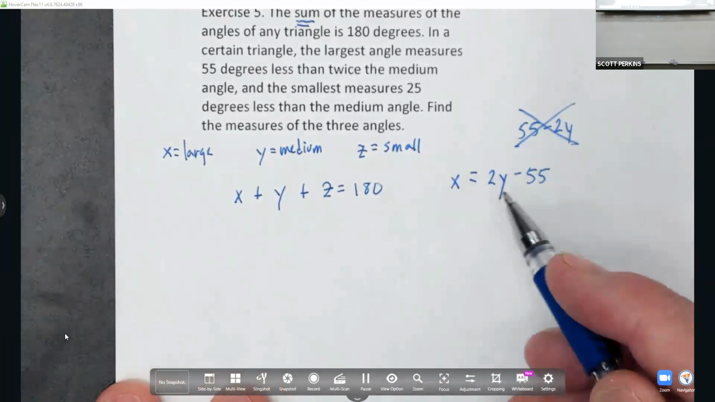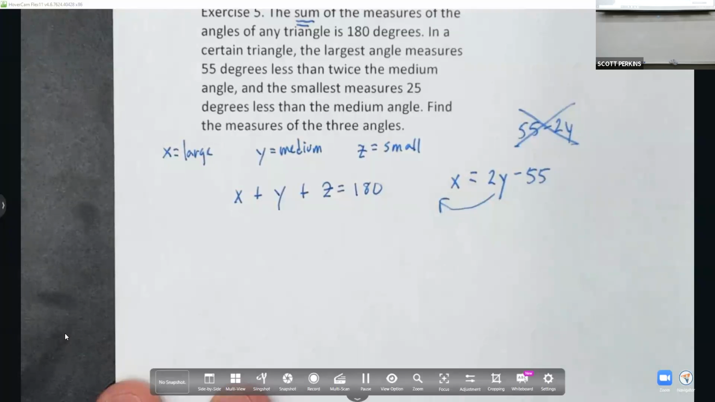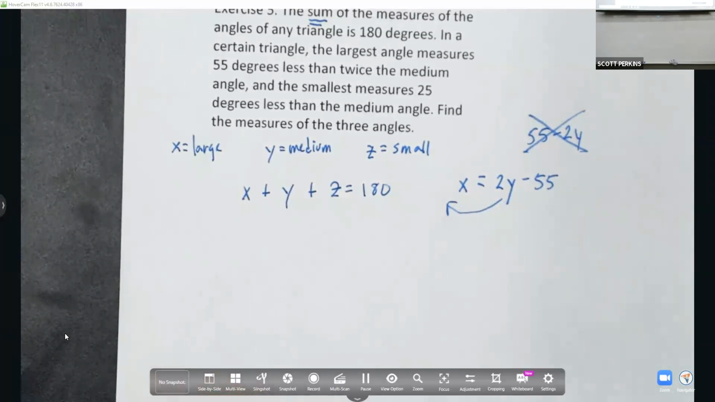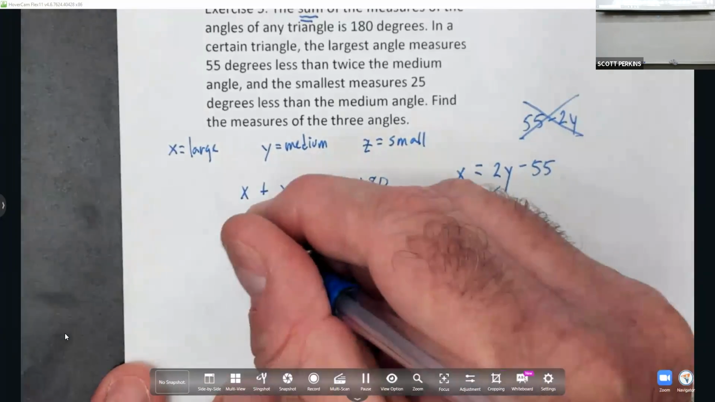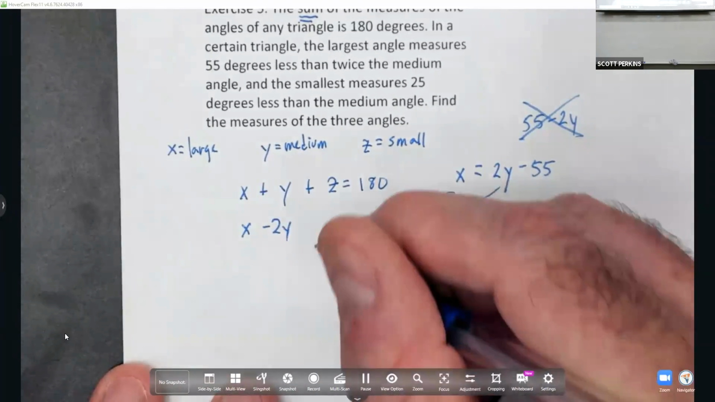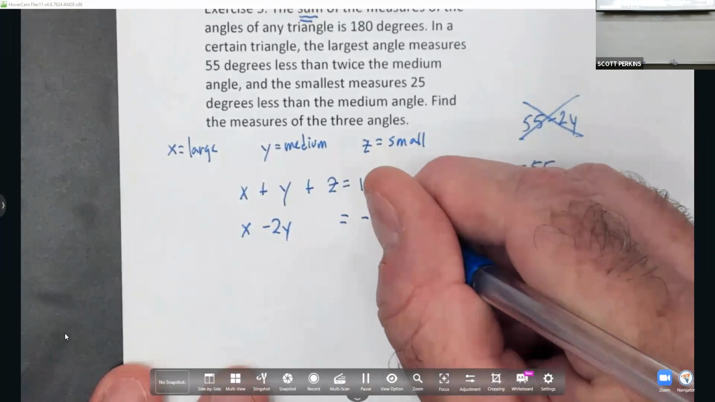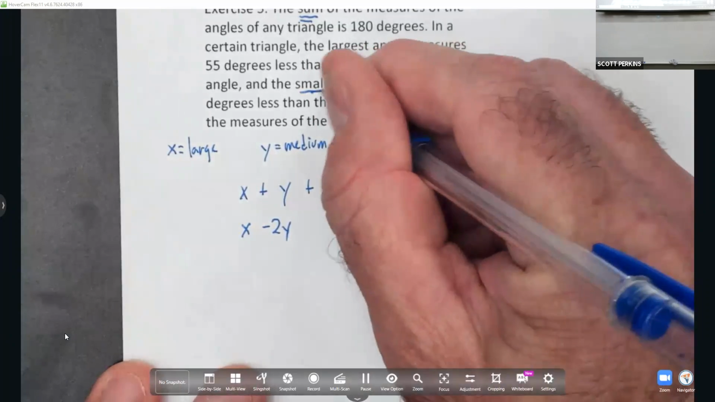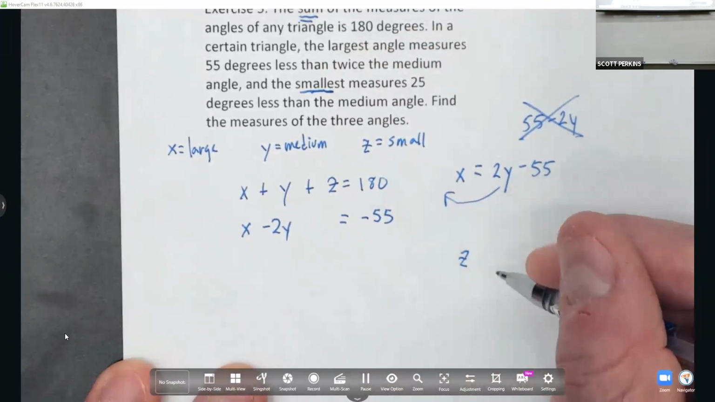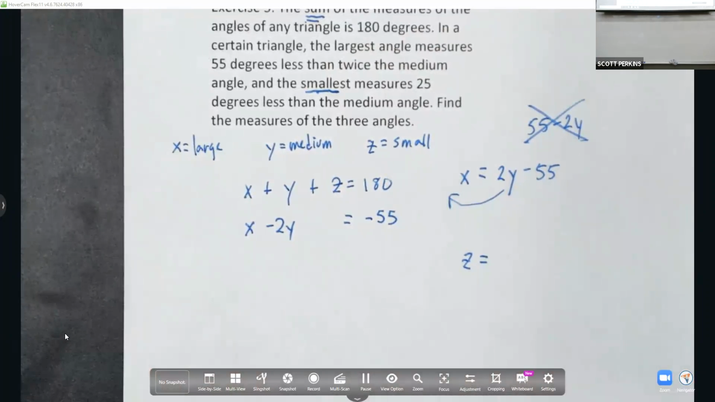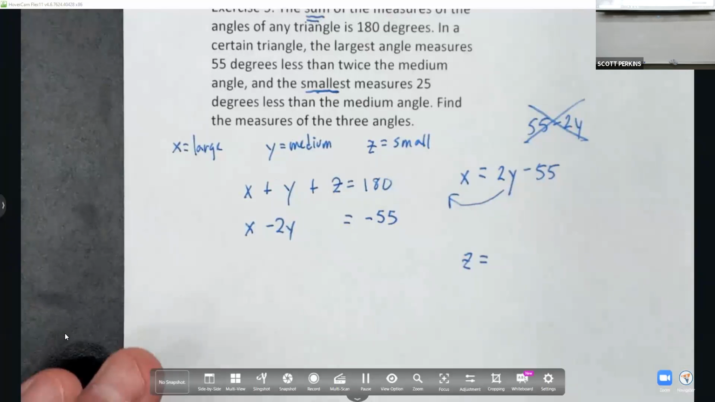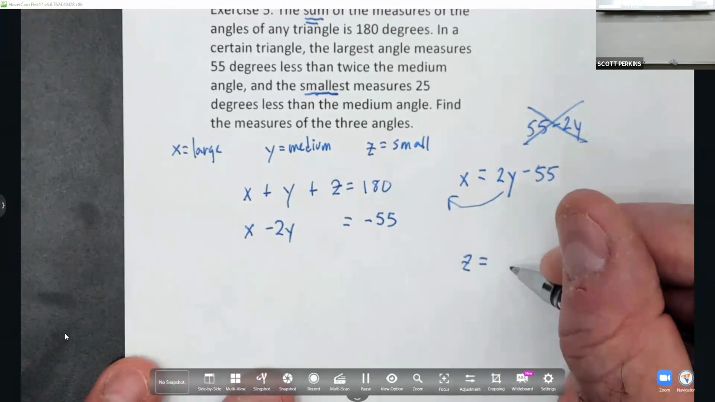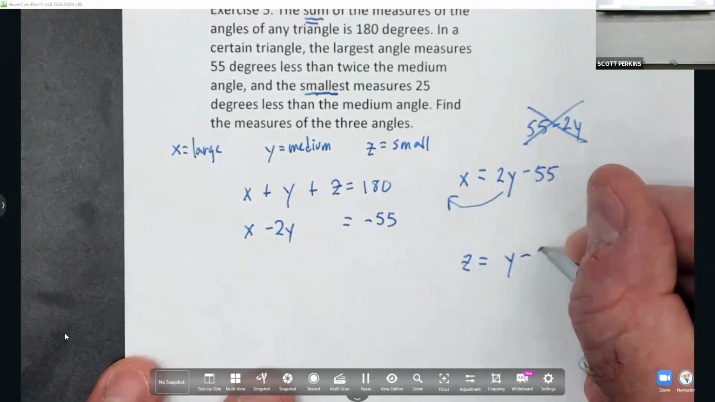So I'm going to format that. I'm going to bring this 2Y over to the left side now. The reason I'm doing this, once again, is this is how I solve the system. So I'm going to have X minus 2Y is equal to negative 55. Then my last equation says the smallest angle, which I've called Z, the smallest angle measures 25 less than the medium angle. So how do I express 25 less than the medium angle? Y minus 25. Perfect.